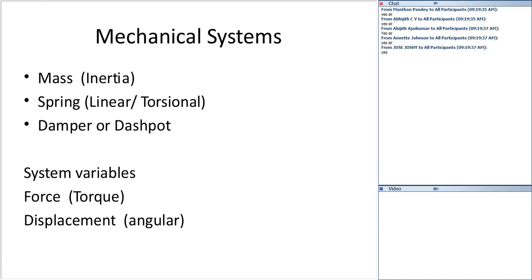So for mechanical systems, for linear translational motion, the basic building blocks are mass, spring and damper. For rotational systems, mass is represented in terms of inertia, and spring is a torsional spring. The system variables for mechanical systems are force or torque, and angular displacement or linear displacement.